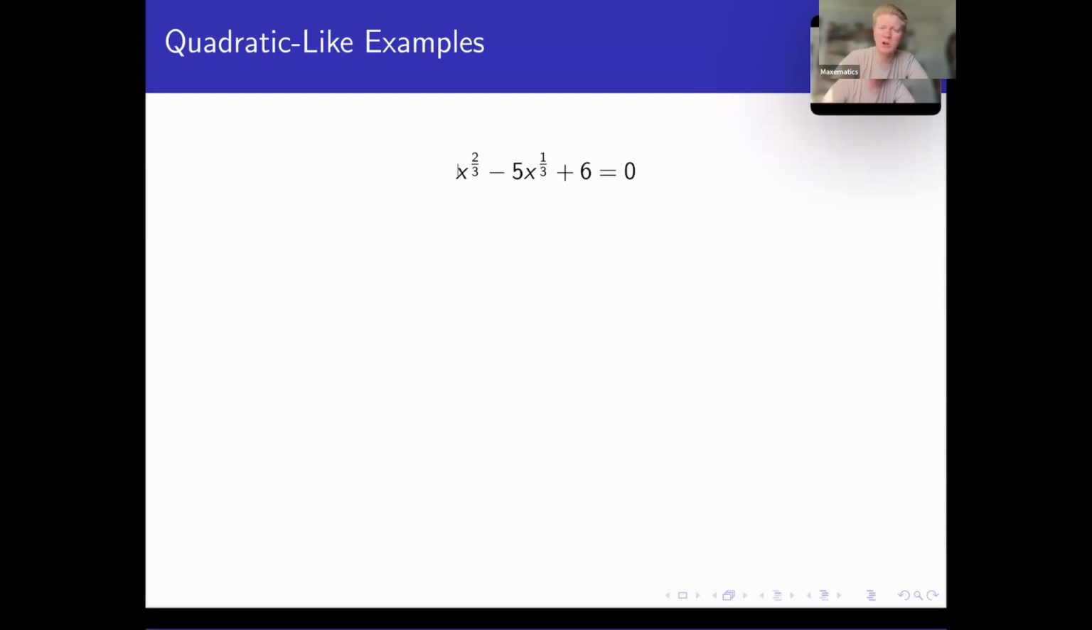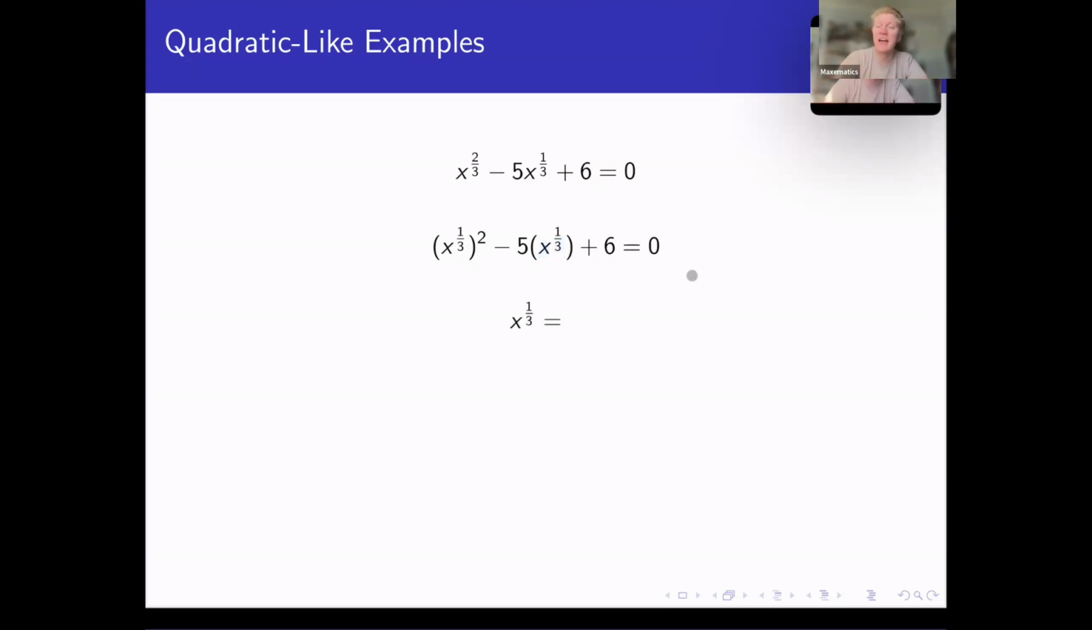Well, what if we rewrote x to the 2/3 as x to the 1/3 squared? Well, now this is like something squared minus 5 times something plus 6. It's quadratic like x squared minus 5x plus 6. Only thing is that our variable isn't x, it's x to the 1/3. Well, we don't want to just magically substitute x in because that kind of screws up what we're looking at.